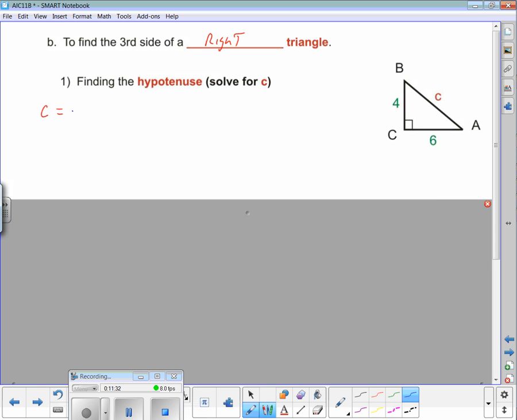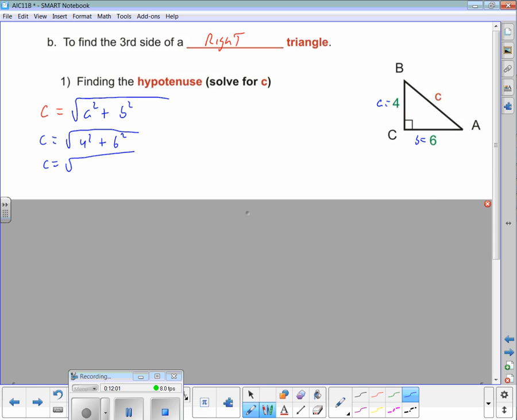c equals the square root of a squared plus b squared. Okay? Don't neglect that square root symbol. Call one of the sides a and the other b. I'll call the 4 a, and I'm going to call the 6 b. Again, it doesn't matter, although they are labeled a, b, and c. So the a is 4, so this is going to be 4 squared, plus the b is 6, so this is going to be 6 squared.